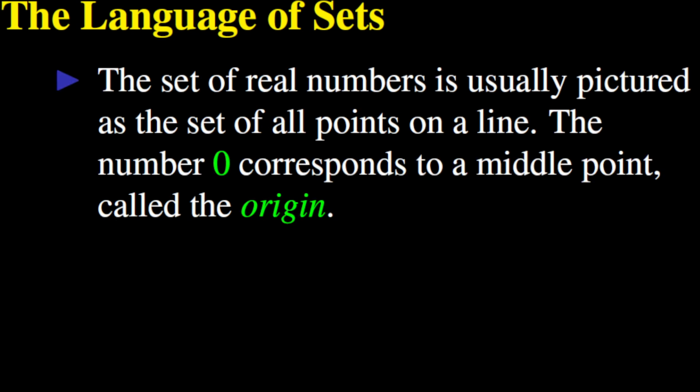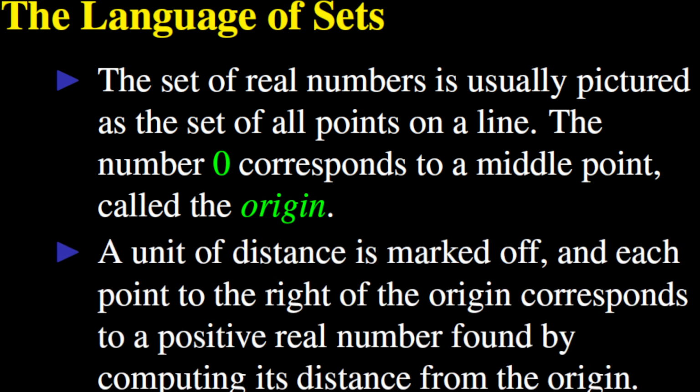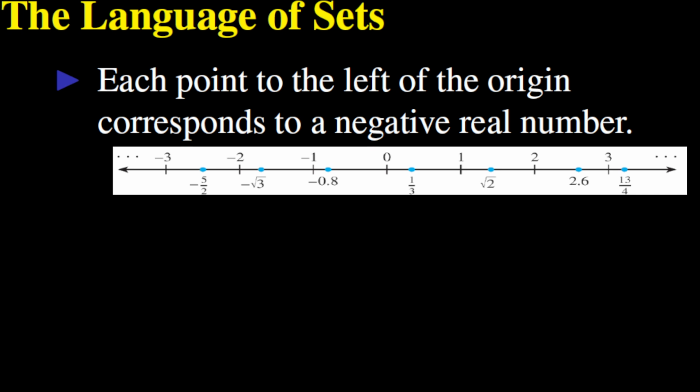The set of real numbers is usually pictured as the set of all points on a line. The number 0 corresponds to a middle point, called the origin. A unit of distance is marked off, and each point to the right of the origin corresponds to a positive real number found by computing its distance from the origin. Each point to the left of the origin corresponds to a negative real number, which is denoted by computing its distance from the origin and putting a minus sign in front of the resulting number.